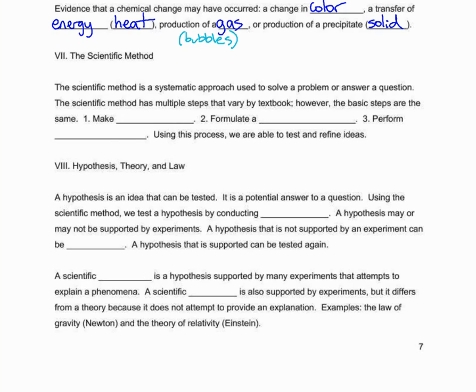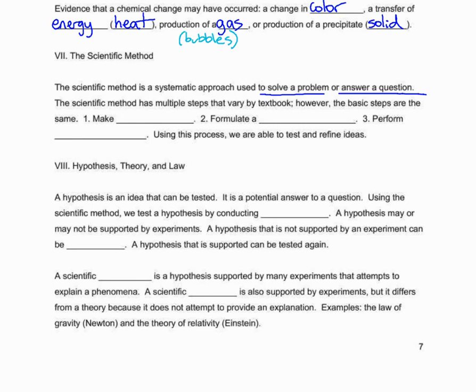The scientific method is a systematic approach to solve a problem or answer a question. So we are trying to solve a problem or we are trying to answer a question. Systematic approach just means that we are using a system. We're using the same steps every time for consistency, and that way we know what's going on.